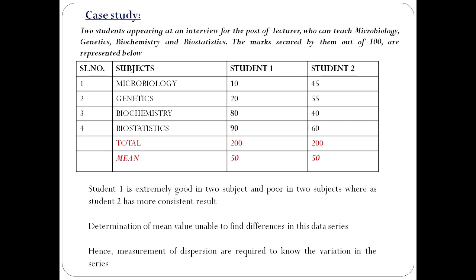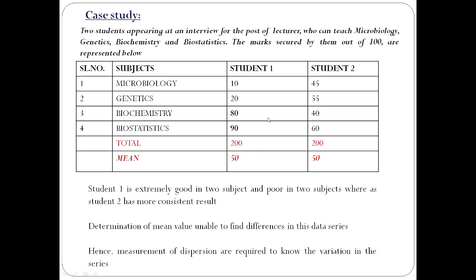Two students appearing at an interview for the post of lecturer who can teach microbiology, genetics, biochemistry and biostatistics. The marks secured by them out of 100 are represented below. For example, student 1 obtained marks in microbiology 10 out of 100, in genetics 20, biochemistry 80 and biostatistics 90. And student 2 obtained in microbiology 45, in genetics 55, in biochemistry 40 and in biostatistics 60. So the total number of marks they secured is 200.